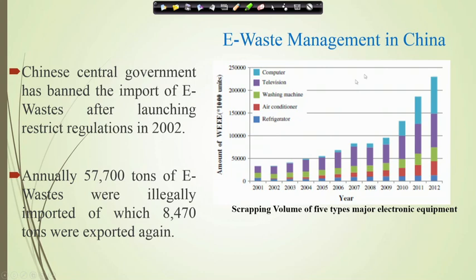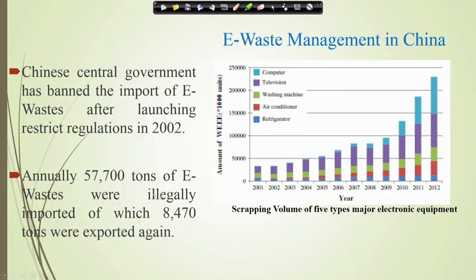The Chinese central government has banned import of e-waste now. They had a regulation in 2002, but e-waste still comes in through Hong Kong and other places. But they are looking at actually banning any e-waste coming into China for recycling since last year, and things are being followed very seriously now. They illegally imported 57,000 tons of e-waste, out of which 8,400 was exported again, but the remaining nearly 50,000 stayed in China.